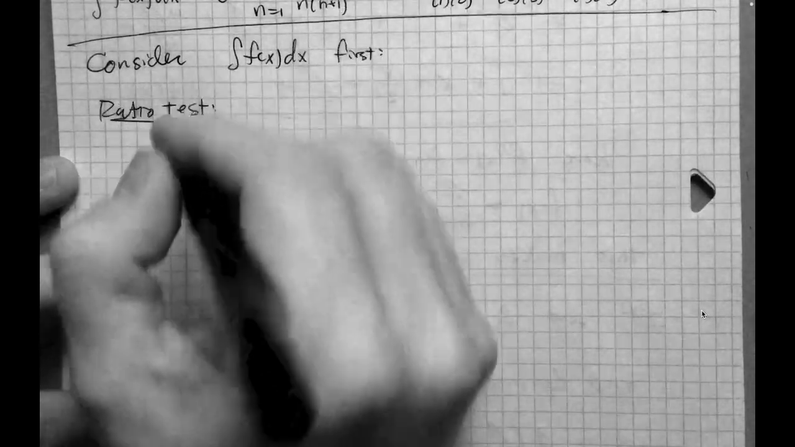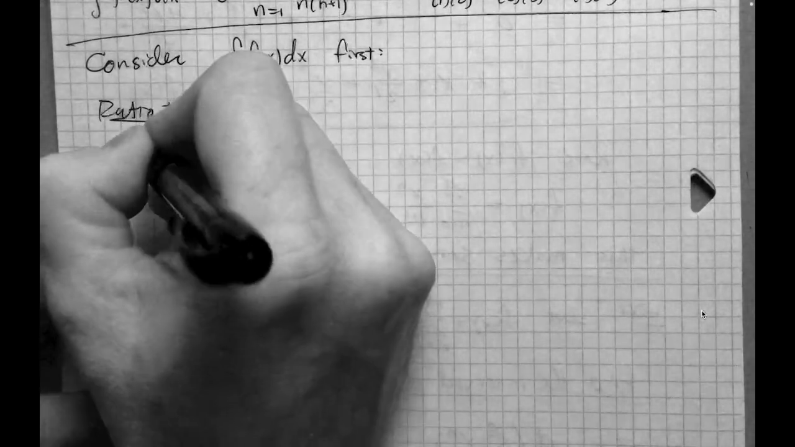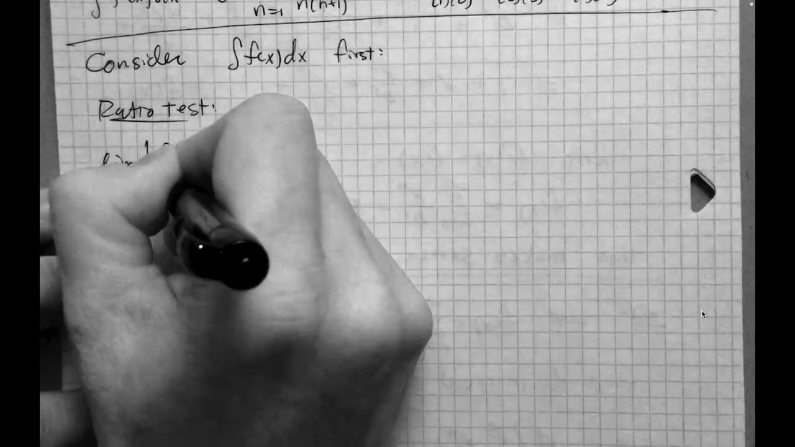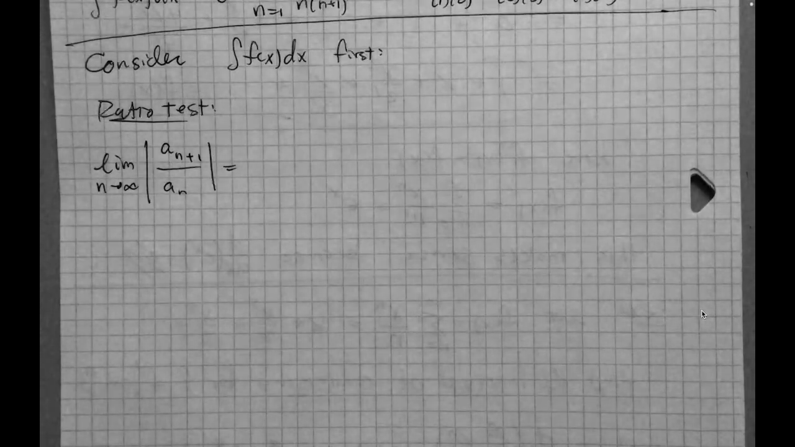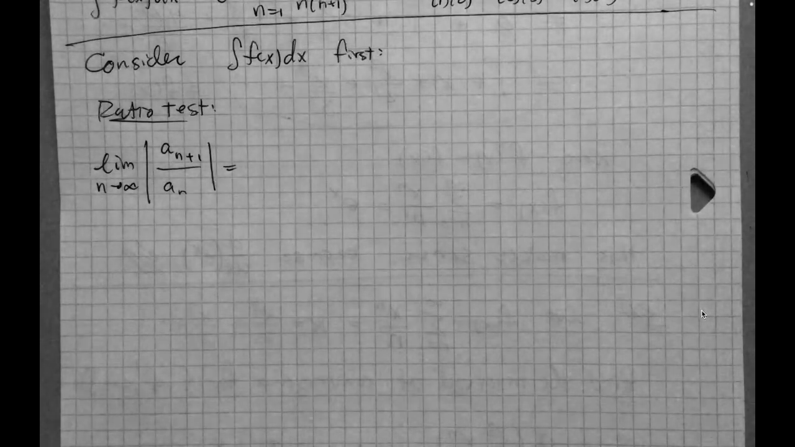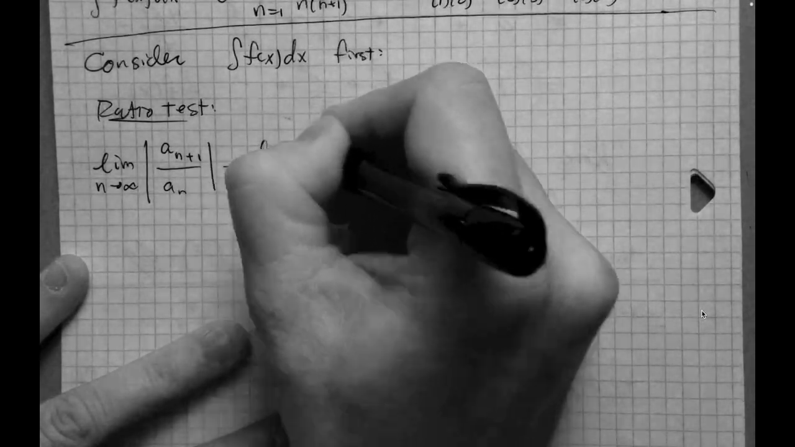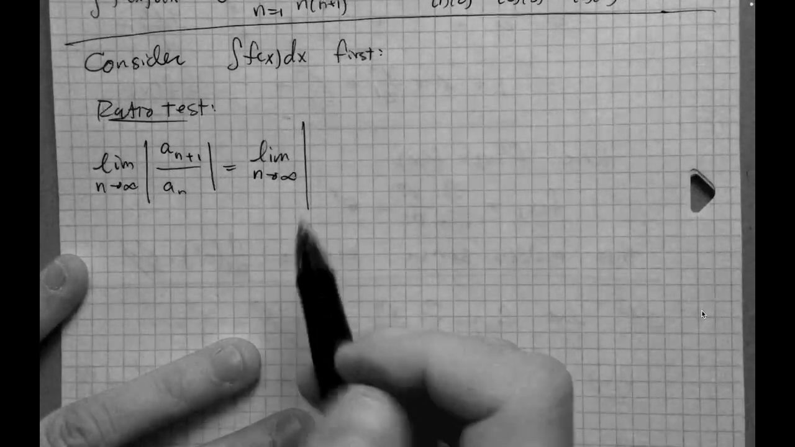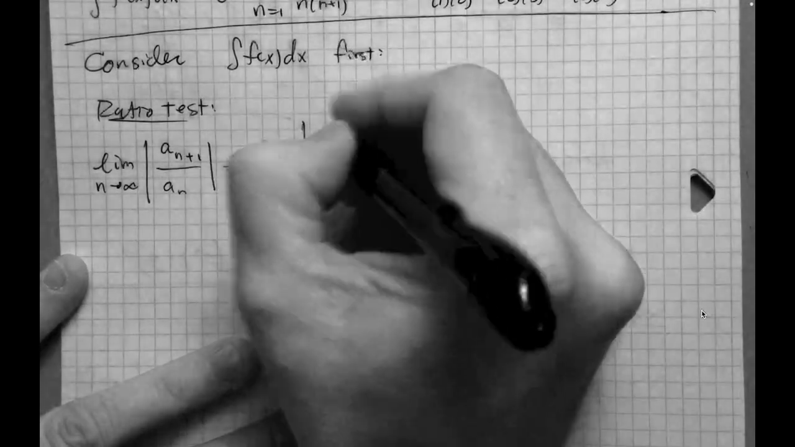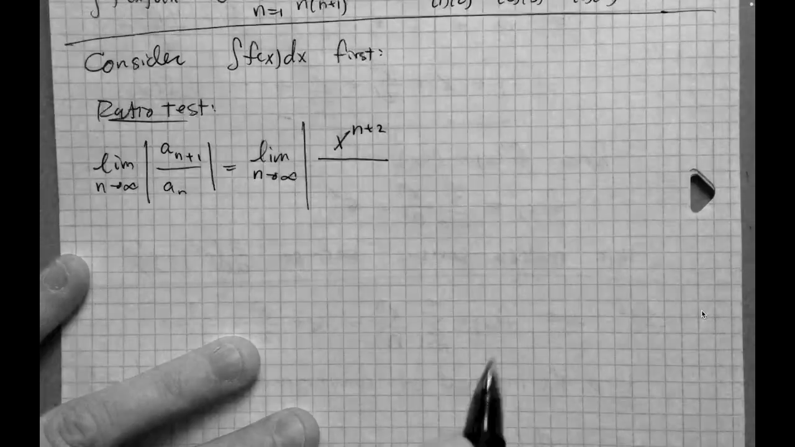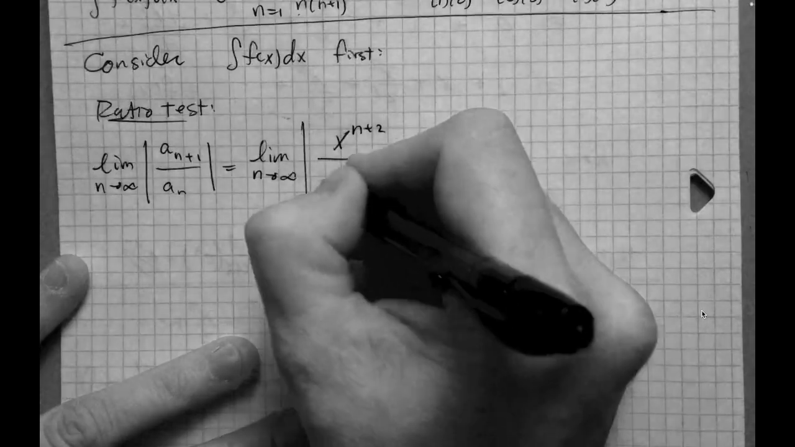And so what we need is the limit as n goes to infinity of a sub n plus 1 over a sub n. And what we want to know is for what values of x is this less than 1. So let's substitute in the actual term. I'm going to put the n plus 1 term first. So this is going to be x to the n plus 1 plus 1, so it'll be x to the n plus 2, divided by, now instead of n times n plus 1, it's going to be n plus 1 times n plus 2.